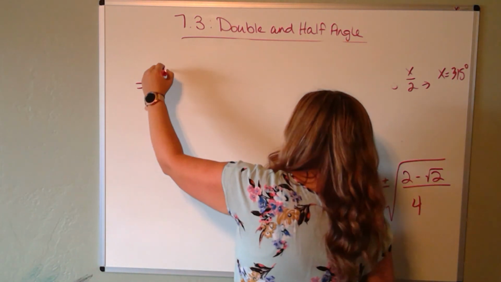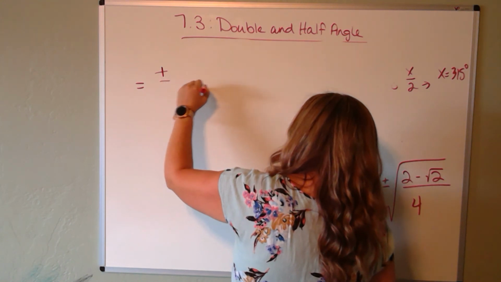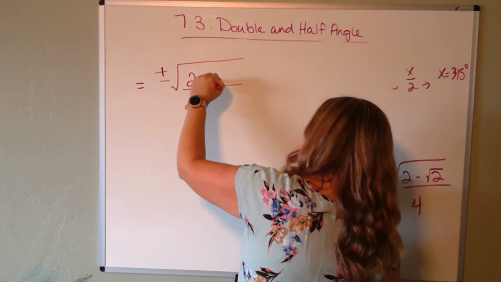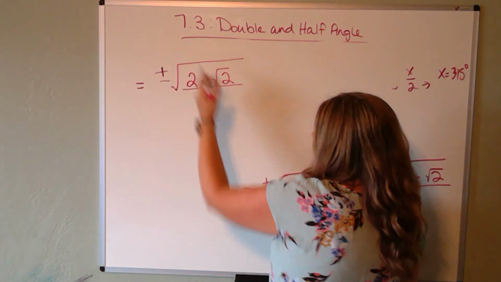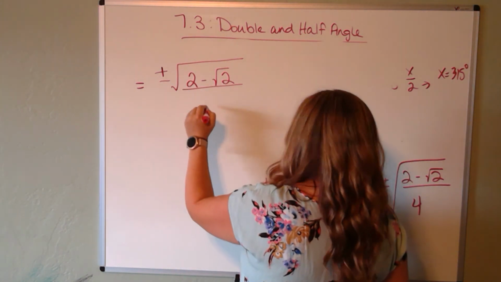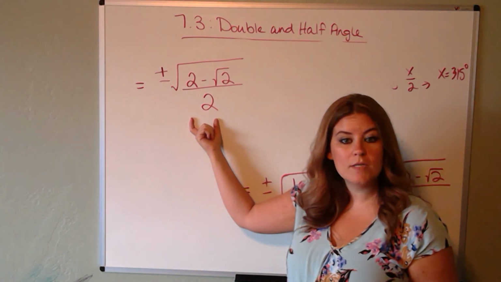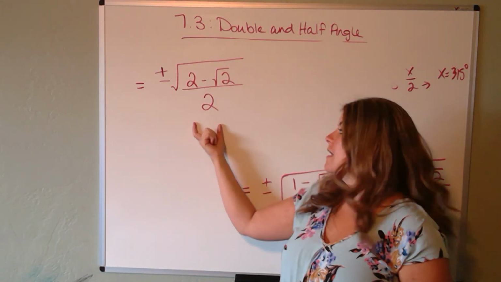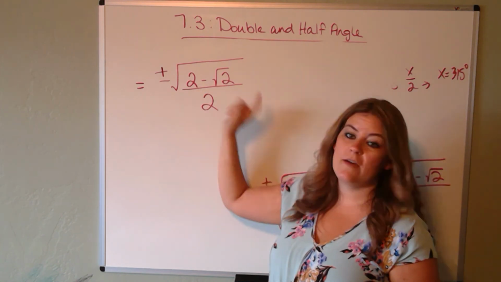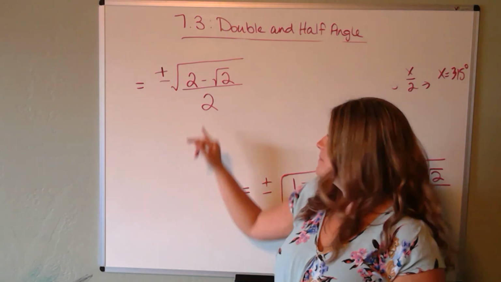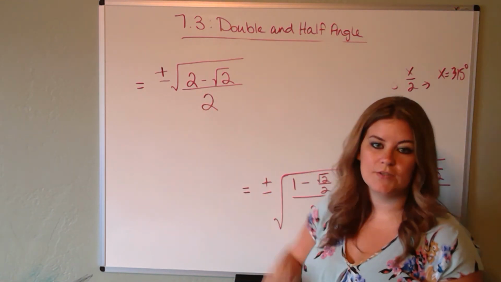So my answer ends up being plus or minus. I leave the square root on top because I can't actually take the square root of that. But I am going to take the square root of the bottom. Notice it's not in the root anymore. The root's only on top. And I have a 2 on the bottom. Now, yes, I have a root within a root. That's just the way it's going to be, guys. To keep this one exact, that's as good as it gets.